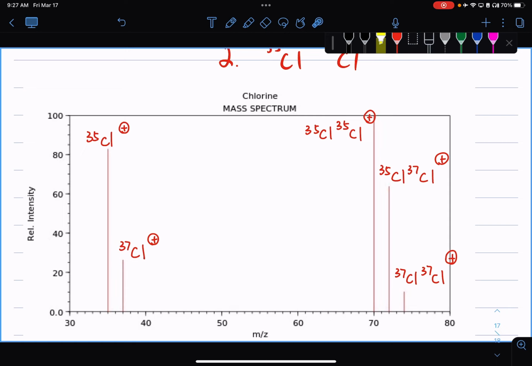NMR is more delicate. It tells you information about the environment surrounding your atom of interest. And mass spectrometry, on the other hand, gives you information about, hey, now we have a molecule and we're breaking it into parts. It gives you information about the mass of your molecule and also its possible fragmented parts.